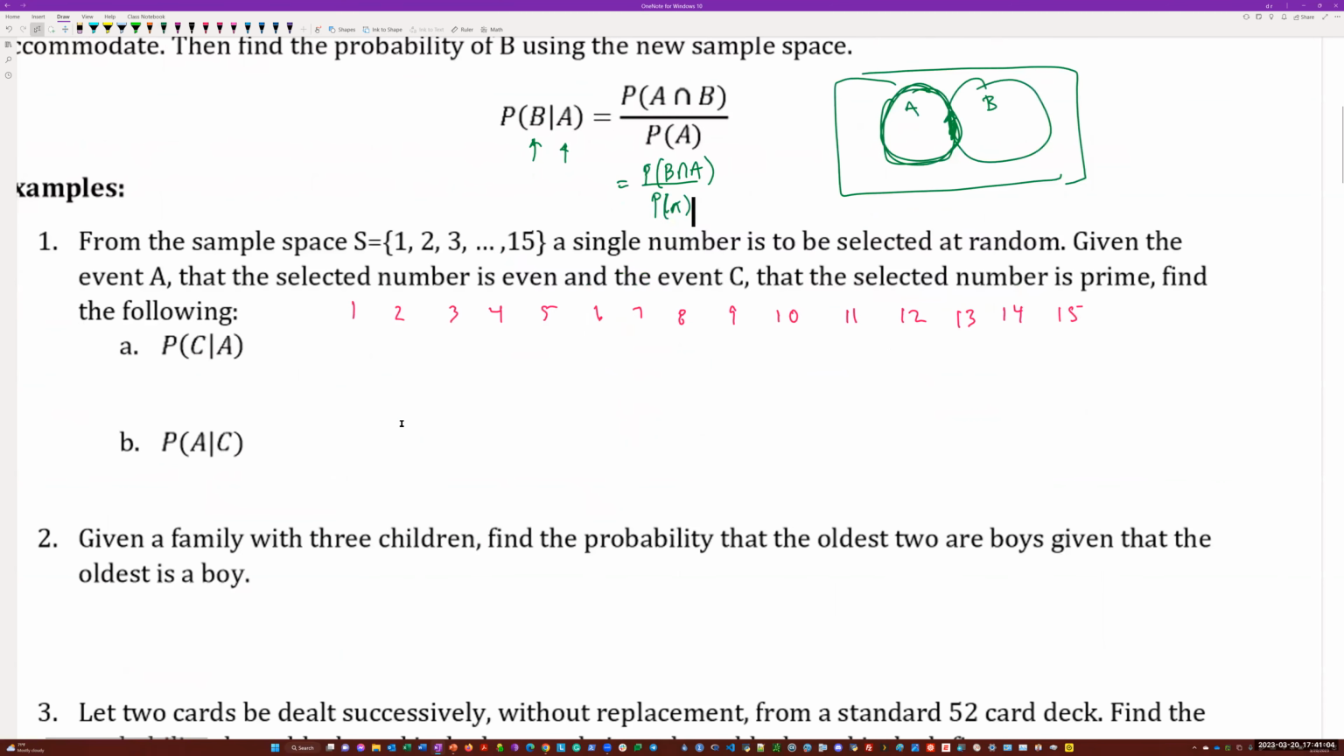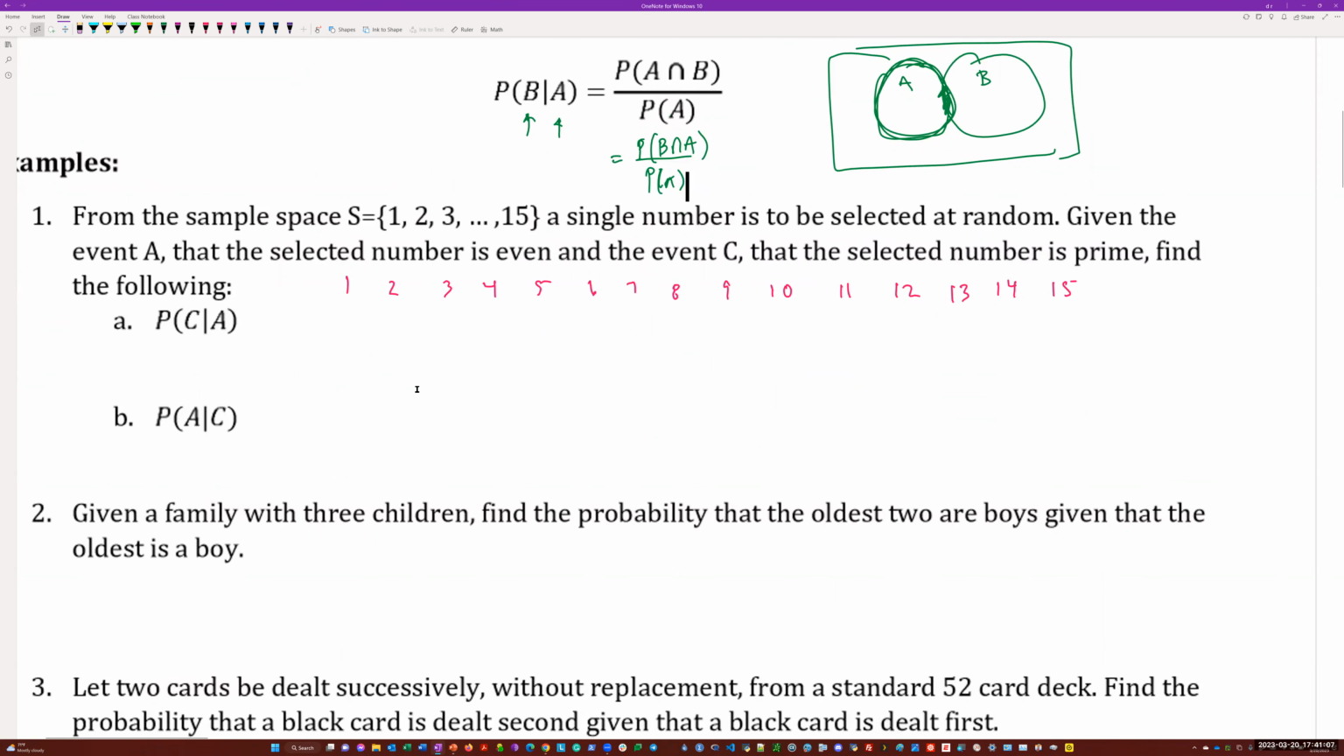All right, from the sample space, C given A. So A is that it's even and C is that it's prime. So these again are the primes here. All right. So how would I do the first one? C given A.